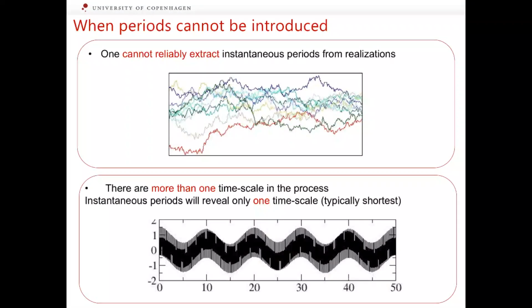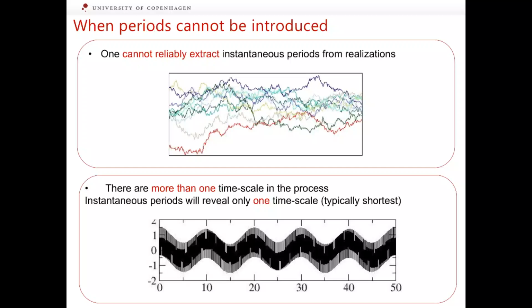Also, there are many processes in which more than one time scale is involved. An example is shown here. This is a signal coming from a system in which there are two time scales. One is faster, one is slower. If we try to extract instantaneous periods, they will represent only one time scale, the faster one, and the second time scale will remain unnoticed.